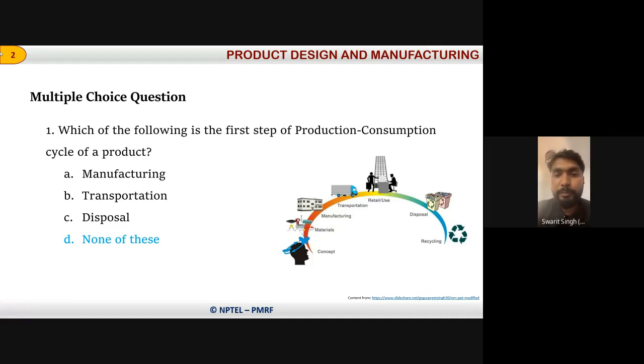If there is any confusion, you can post your doubt or query in the chat. I'm waiting for 1 minute and then we will move to the second question.